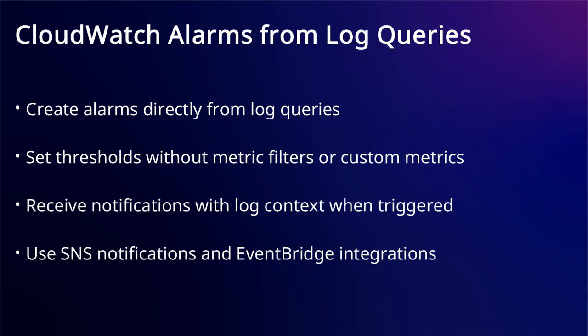Previously, you had to create metric filters or custom metrics as intermediate steps before you could set up alarms on log data, which added complexity to your monitoring workflow. Now you can create alarms directly from log queries in CloudWatch. You can configure an alarm on a log query and specify the alarm threshold directly, eliminating the need for intermediate steps. You can write a query to count error rates by service, set a threshold, and receive an alarm notification with log context when errors spike, all in a single workflow.